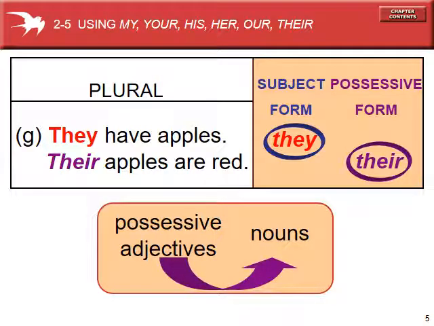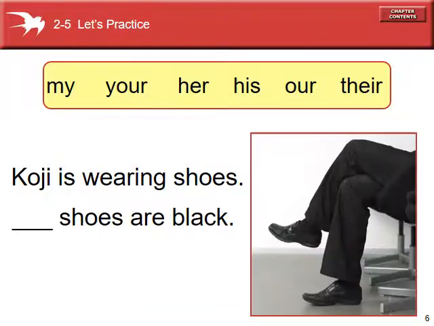So by possessive adjectives, what we mean is we're talking about ownership or belonging or relationship. So a possessive adjective comes in front of a noun showing that the person or the people owns that or that noun belongs to them.